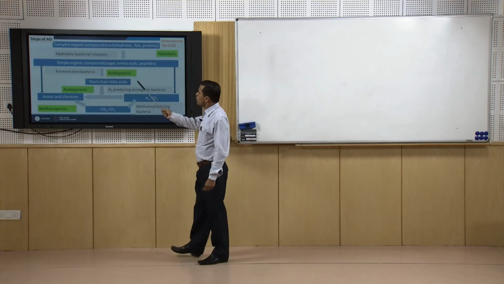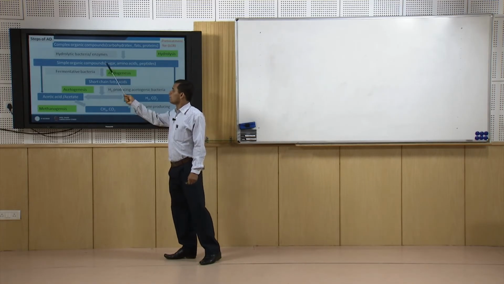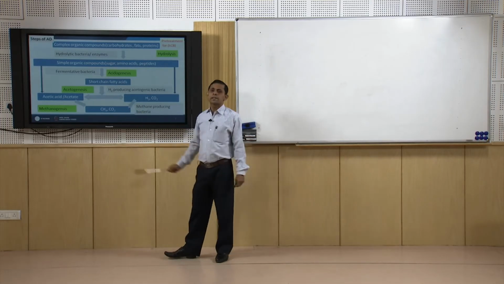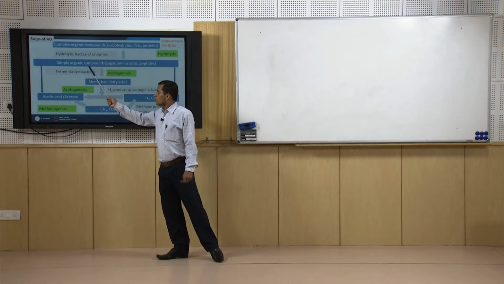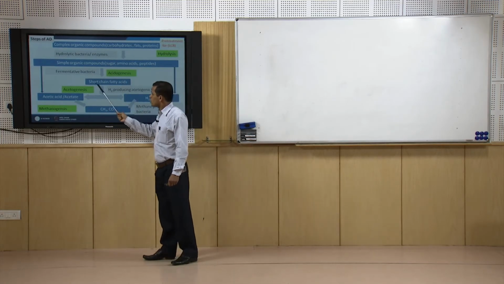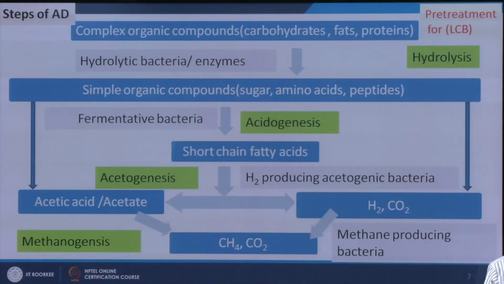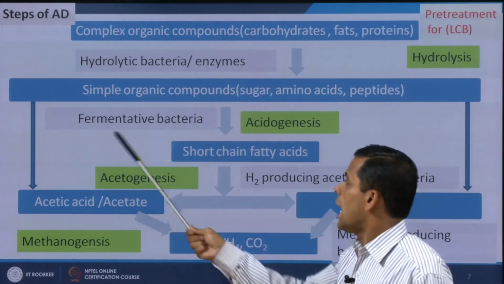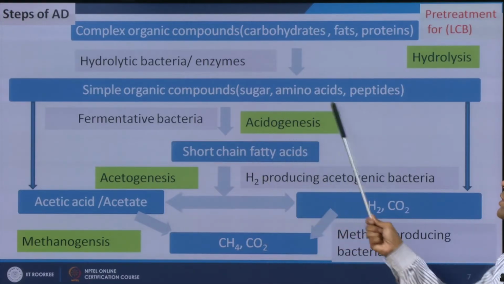Then, the simple organic compounds in the next step, acidogenesis, are converted to short chain fatty acids. In this acidogenesis step, the short chain fatty acids also include some acetic acid, and it is a fermentation process. The whole process is basically based on fermentation. Carbon dioxide is also produced. So, carbon dioxide, hydrogen, acetic acid and short chain fatty acids apart from acetic acid are produced through this acidogenesis step.